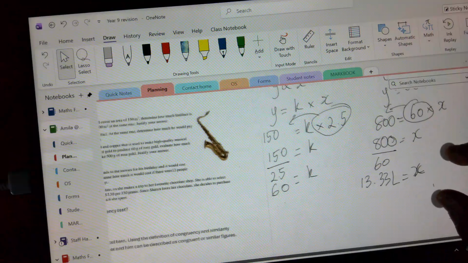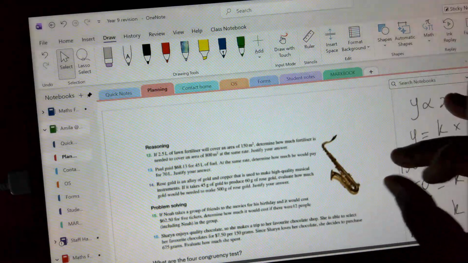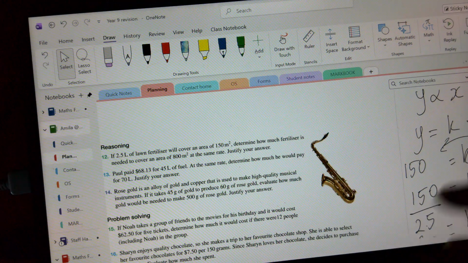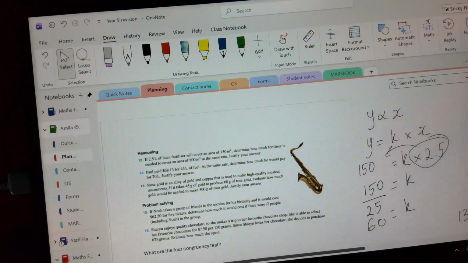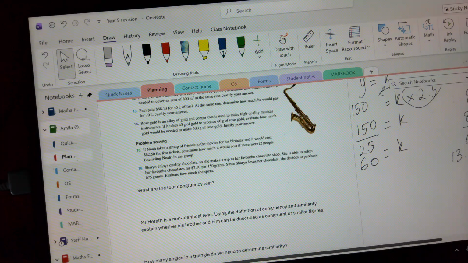Let's have a look at B. Alright, so B, if Paul paid $68.13 for 45 liters of fill at the same rate, determine how much you would pay for 70 liters. Well, that one's a bit easier because when I know from filling up my car that the cost depends on the number of liters.